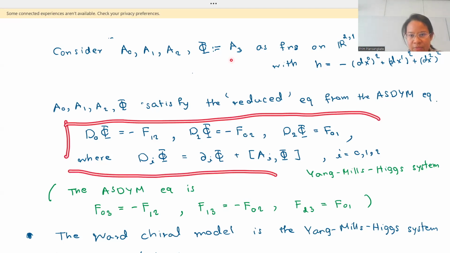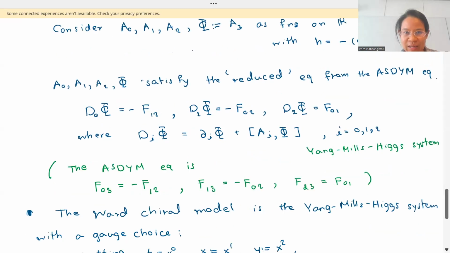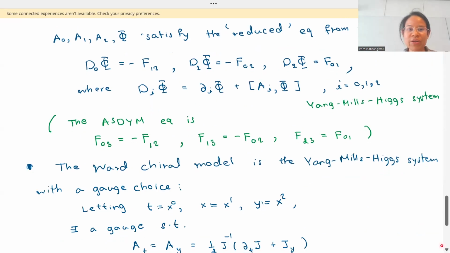So this system is a reduction from the anti-self-dual Yang-Mills equation by translational symmetry along the x3 coordinate, and it is called the Yang-Mills-Higgs system. Okay, so what is the Ward chiral model? The Ward chiral model is actually the same as the Yang-Mills-Higgs system.